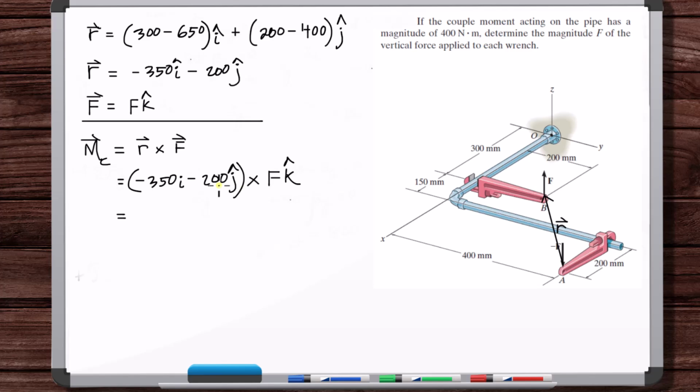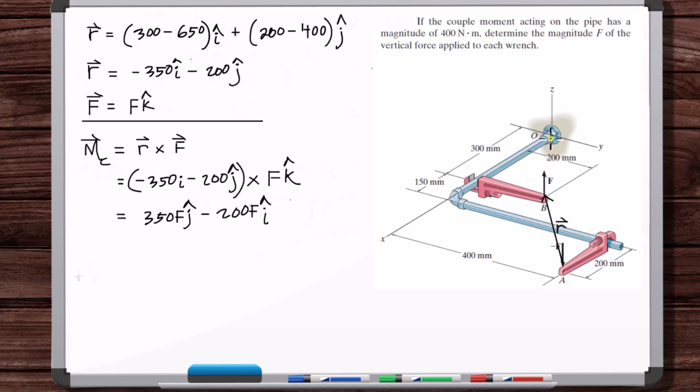Remember, this is just a magnitude. So doing this cross product, 350F, and then crossing the minus i hat with the positive k hat gives you positive j hat. So put your right hand along the negative i hat, push that negative i hat to positive k hat, and your thumb's in positive j hat. Then minus j hat cross k hat, so we'll have 200F and then minus j hat cross positive k hat. Right hand on negative j hat, push to positive k hat. That's minus i hat. So minus 200F i hat. So that's the direction of the moment vector.